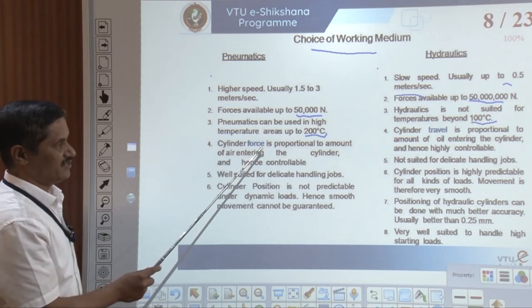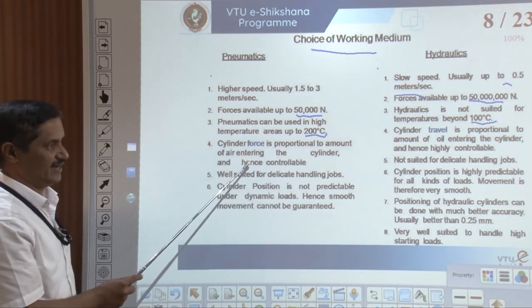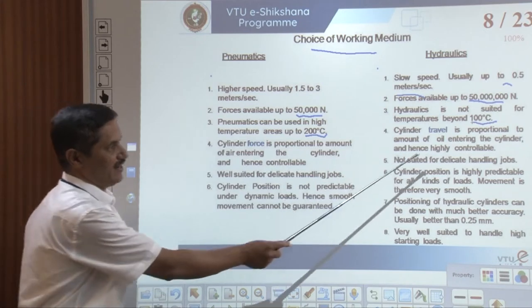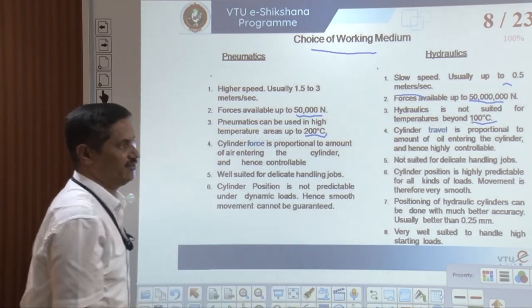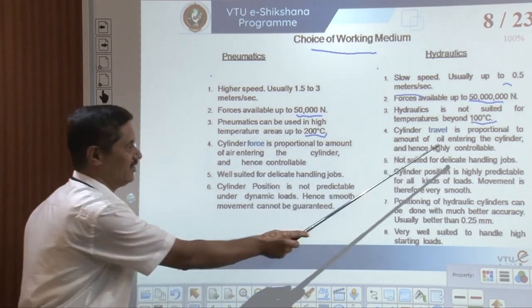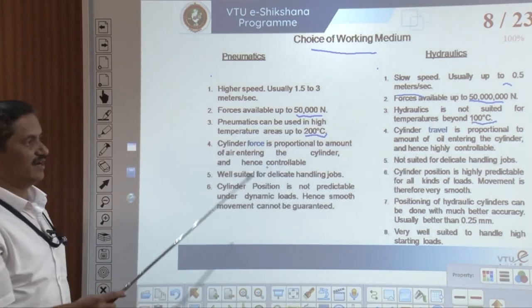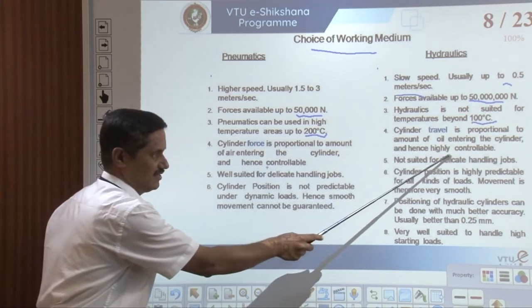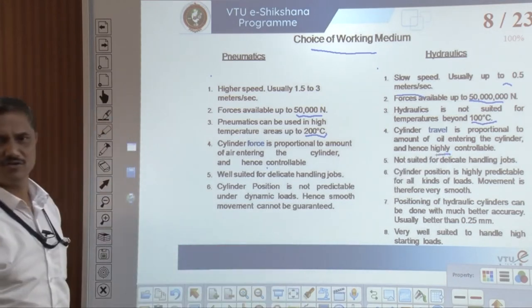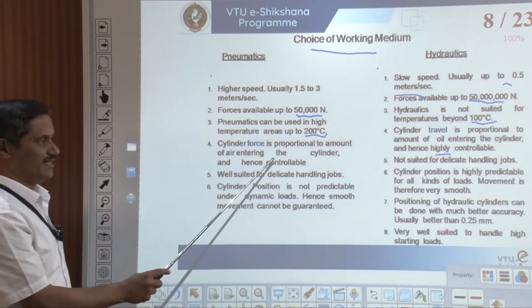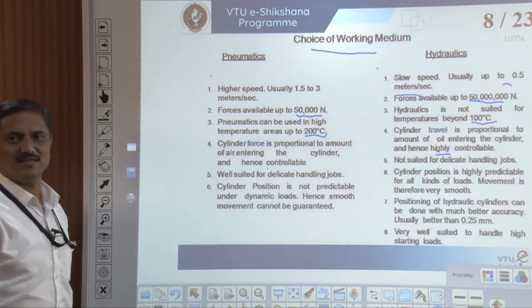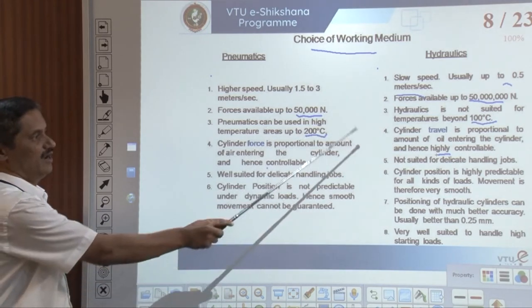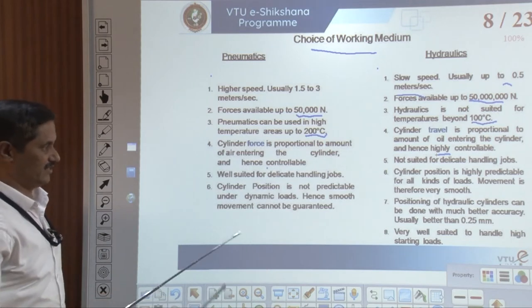Cylinder force is proportional to the amount of air entering here. Cylinder travel is proportional to the amount of oil entering the cylinder and is highly controllable. Here also we can control, but in hydraulics very precise control can be achieved. With servo pneumatics we can do it, but oil hydraulics still has its own advantages in precision control.